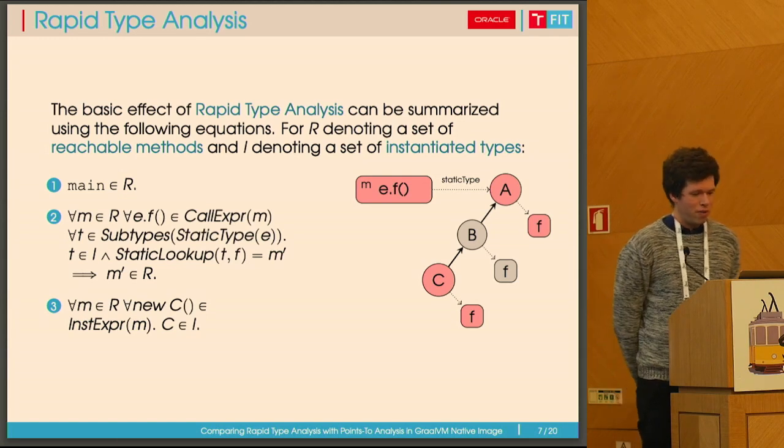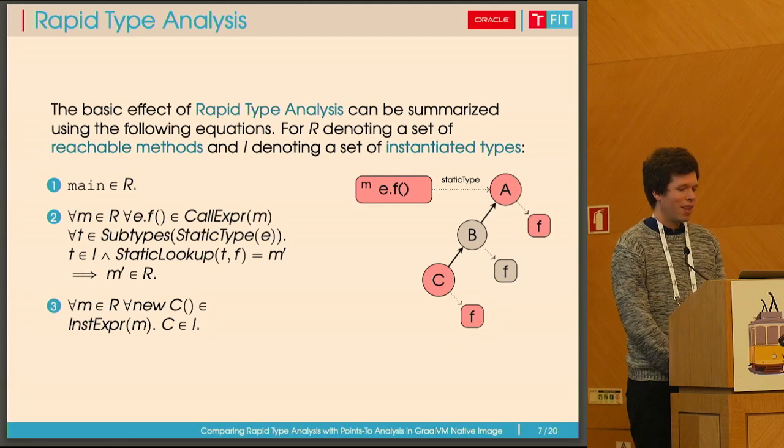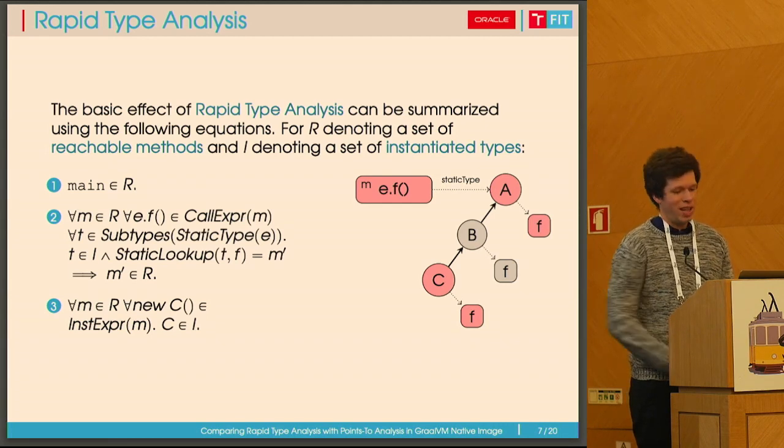The third rule is again quite straightforward. It simply says that in each reachable method, we have to mark each instantiated type as instantiated.